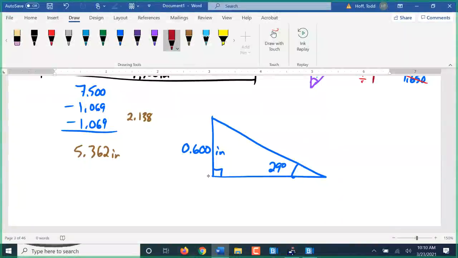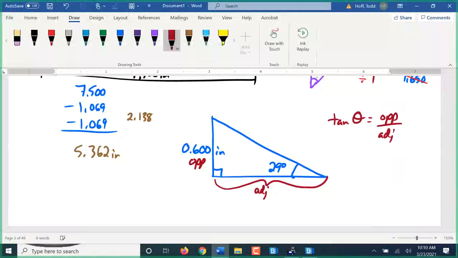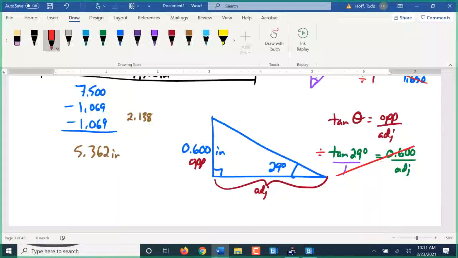I am interested in this side. When we did the vertical V groove, we were interested in the hypotenuse. Here we are interested in this side, which is the adjacent side. And of course, the 0.6 is the opposite side. So once again, we are working with a tangent function. So tangent is equal to the opposite side divided by the adjacent side. The angle is 29 degrees, so it's tangent of 29 degrees equals the opposite side is 0.600. The adjacent side is what we're looking for this time. So we make it a proportion by putting the trig function over 1, and we cross multiply and divide. 1 times 0.6 is just 0.6, divided by the tangent of 29.